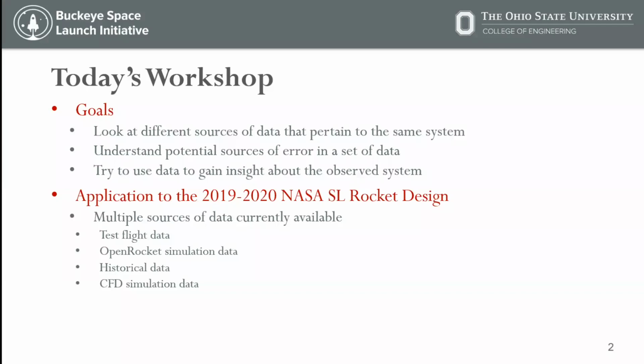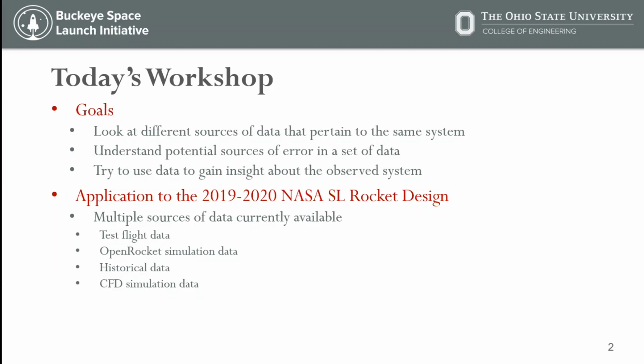So our goals today are to look at different sources of data that pertain to the same system. In this case, the aerodynamic system of the rocket. We're going to try to understand potential sources of error in a data set. And we're going to try to use the data that we have to gain a little bit of insight about our observed system, which again is the aerodynamic system of the rocket. So we're going to apply this to the rocket design from this past year for the NASA Student Launch Rocket.